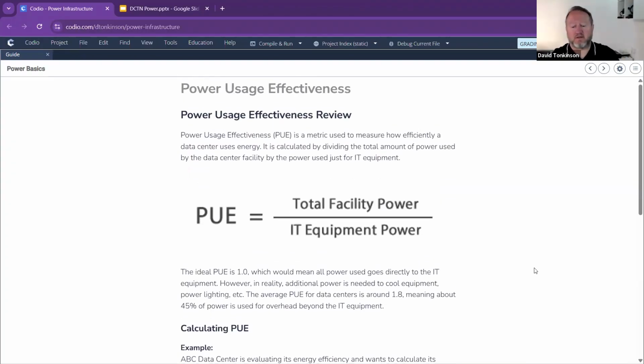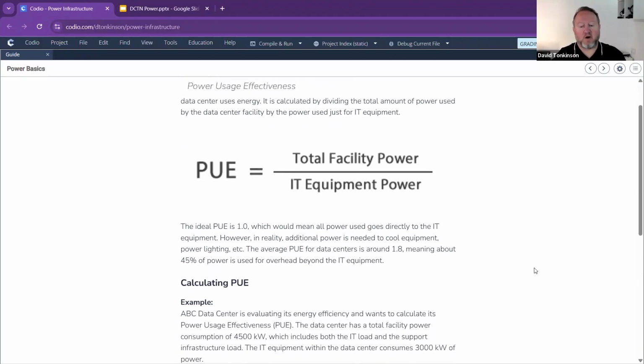So this is how they work out the power usage effectiveness, because we want to spend more power actually working our IT equipment. We want to get our PUE, our power usage efficiency, as good as possible. So the ideal PUE is 1, which would mean all power goes directly to the IT equipment. However, that's not really going to be the case. Most of the time, you're likely to get a PUE of about 45%. And that's pretty happy about that.